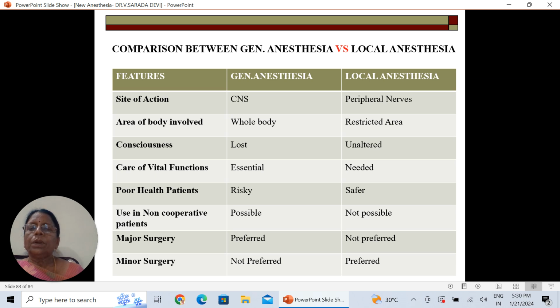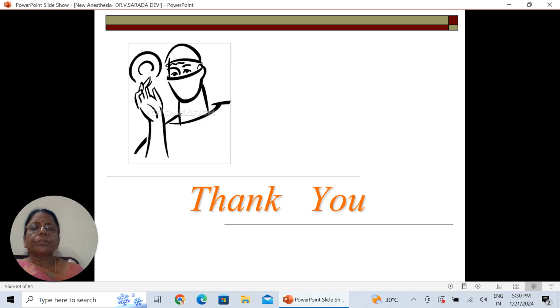Use in non-cooperative patients is possible in general anesthesia, it is not possible in local anesthesia. For major surgery, general anesthesia is preferred, local anesthesia is not preferred. For minor surgery, general anesthesia is not preferred, whereas local anesthesia is preferred.